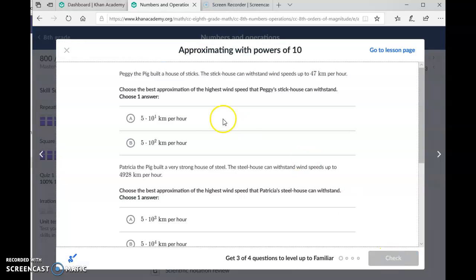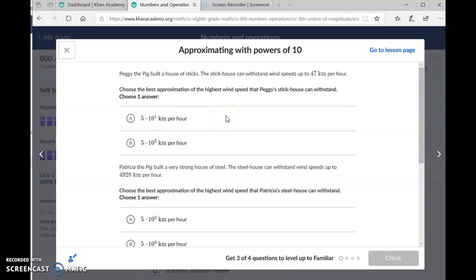Okay, so Peggy the pig built a house of sticks. The stick house can withstand wind speeds up to 47 kilometers per hour. Choose the best approximation of the highest wind speed that Peggy's stick house can withstand. Choose one answer. So either A or B.